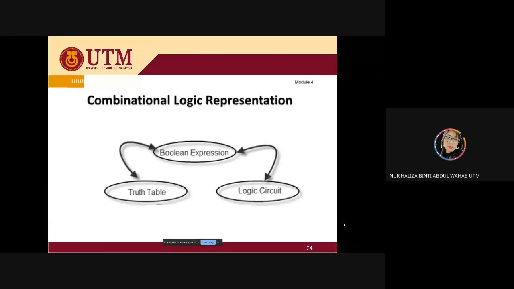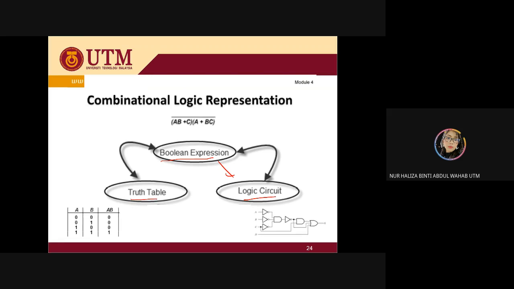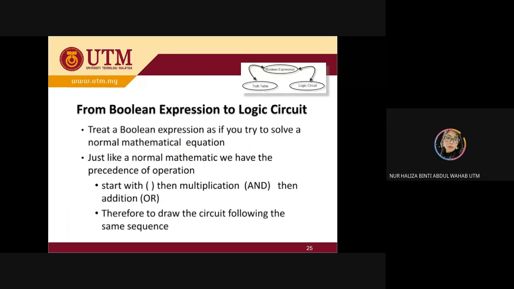Okay, after you learn the laws, rules, and also theorems, then you're going to learn the Boolean expression using your logic circuit and truth table. Let's say you have this Boolean expression, how can you get the logic circuit? If you have the truth table, how can you get the Boolean expression from this circuit? It's easier for you to come up with the Boolean expressions. You can read all of these.